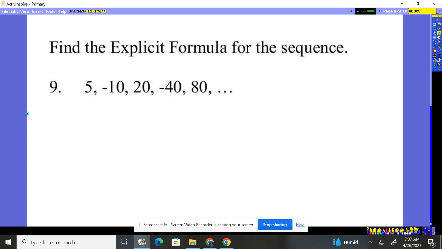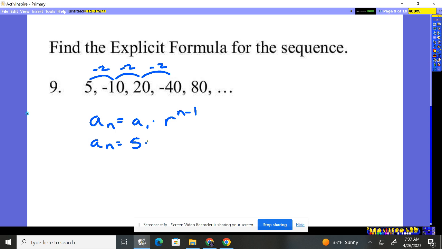For number 9, well, this is interesting. What do we multiply by here? Negative 2. Negative 10 times negative 2 is positive 20. Positive 20 times negative 2. We're multiplying by negative 2. So our formula, a sub n, is going to be our first term times whatever we're multiplying by, in this case, negative 2 to the n minus 1. So a sub n is equal to 5 times your rate of change, which was what? Negative 2. So this should be negative 2 here to the n minus 1.